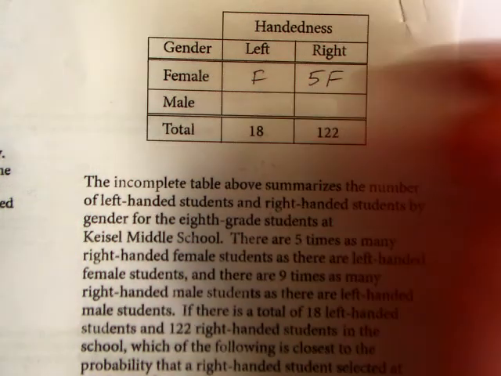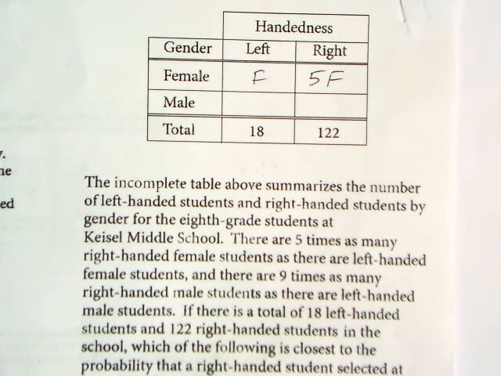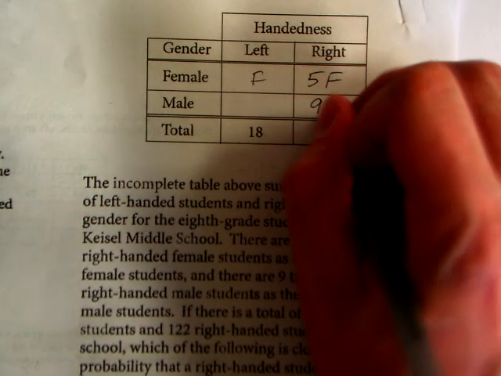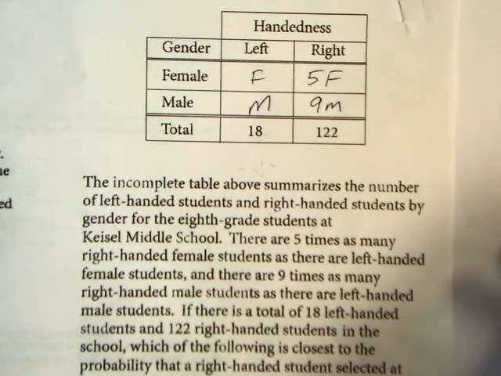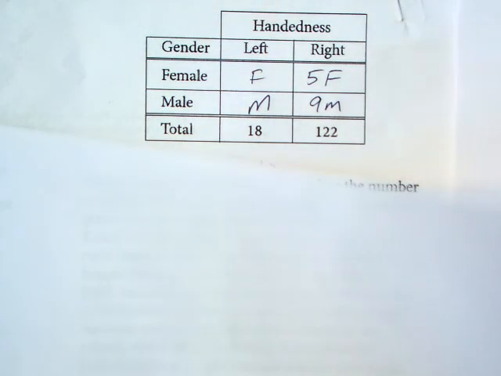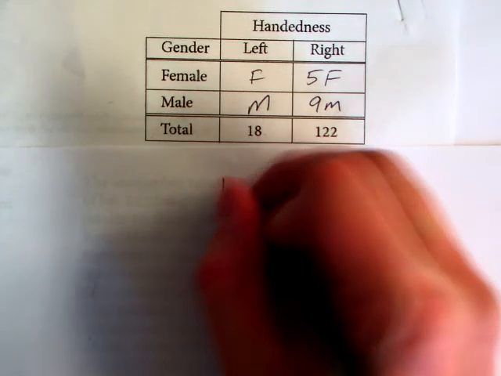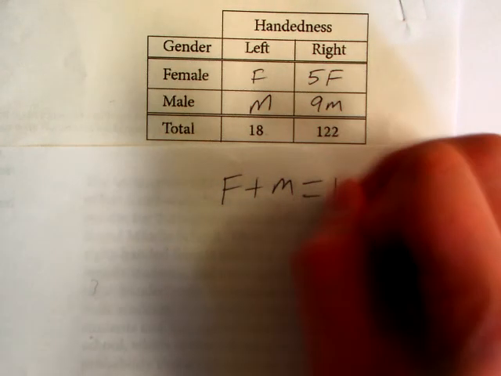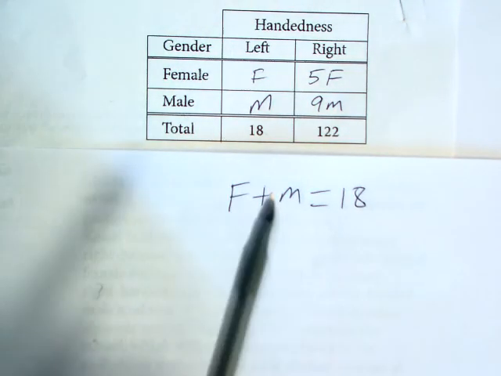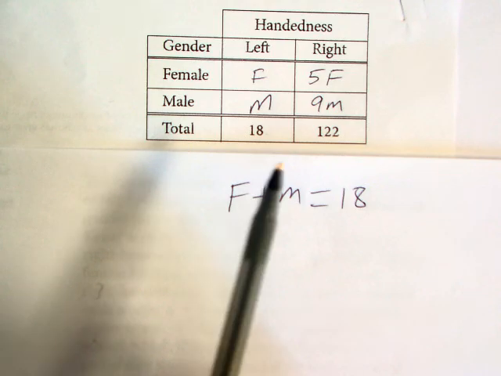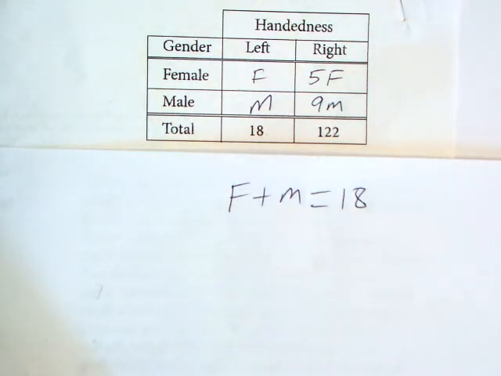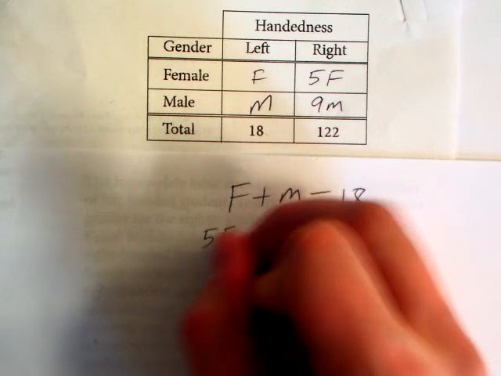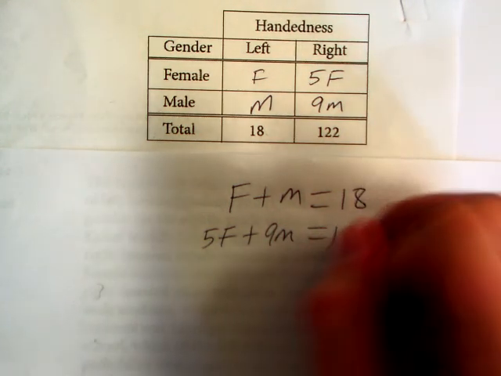There are 5 times as many females who are right-handed, so 5F versus F. There are 9 times as many males who are right-handed, so M versus 9M. If we wanted to turn this into a system of equations, we know that F plus M is equal to 18. Or in other words, the number of left-handed females plus the number of left-handed males is 18. For the right-handedness equation, we would add 5F plus 9M is equal to 122.